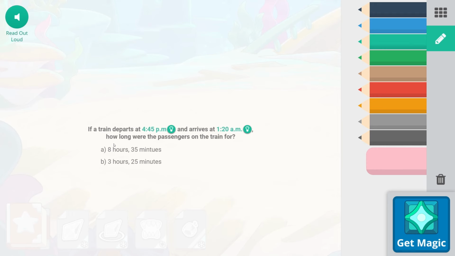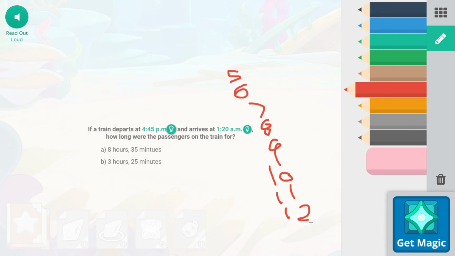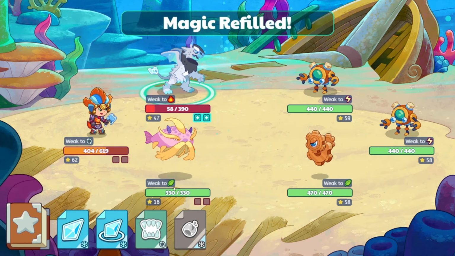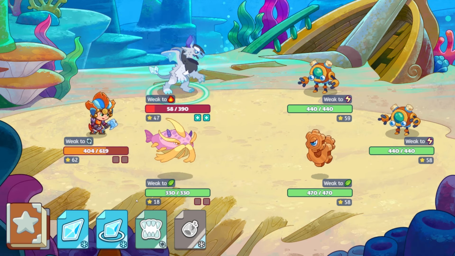And so if a train departs at 4:45 p.m. and arrives at 1:20 a.m., how long were the passengers on the train? Alright, so from 4:45 to 1:20, only one of these makes sense. We have 4, 5, 6, 7, 8, 9, 10, 11, 12, 1. All of these hours, it would not be 3 hours and 25 minutes. It would be 8 hours and 35 minutes. Woohoo! So we really don't have to look at the, what do we want to go for here?